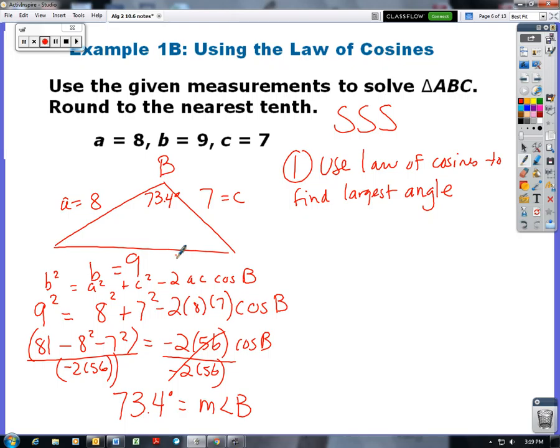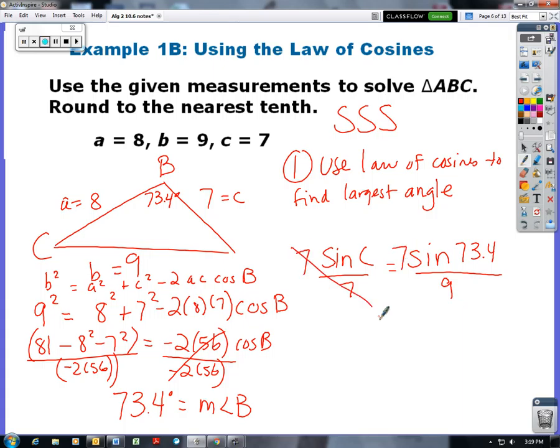So now we can use law of sines to find either of the other angles, because we found the longest one. So these both have to be acute. So I'm just going to pick C. So we're going to have sine of angle C over little c, which is 7, equals sine of angle B, which is 73.4, over little b, which is 9. Multiply both sides by 7. Do that in the calculator, take inverse sine.